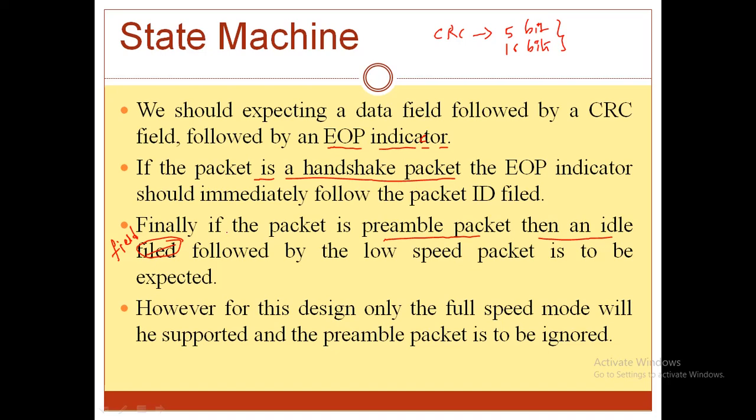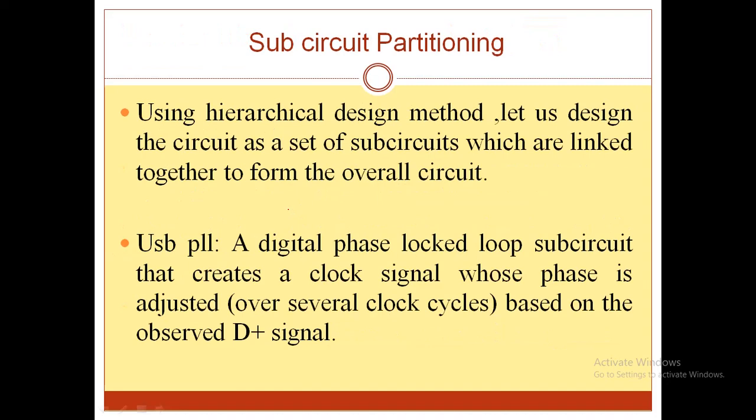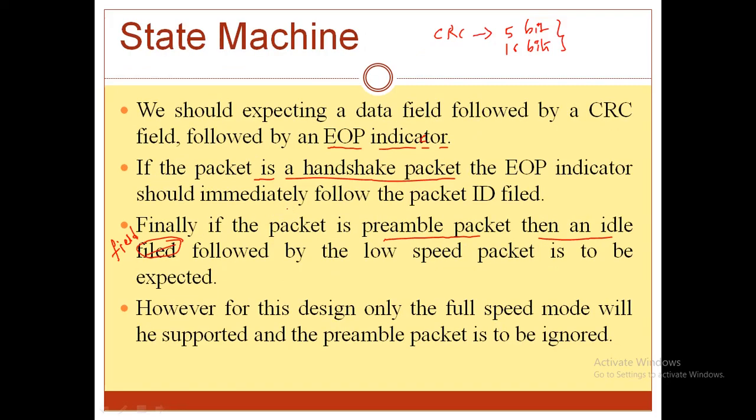Because our intention is to design a full speed mode, even if the preamble packet is sent by the host controller, we can ignore it because we are operating in the full speed mode only. So it is only used for designs supporting low speed mode; for us, the preamble packet is to be ignored. Okay, so that is nothing but the state machine.